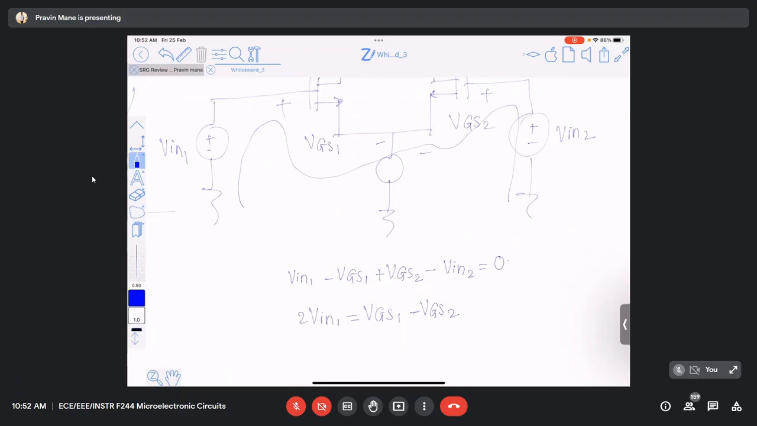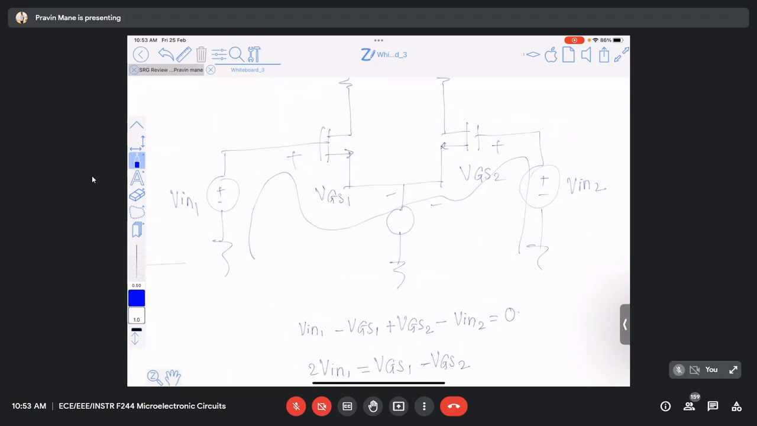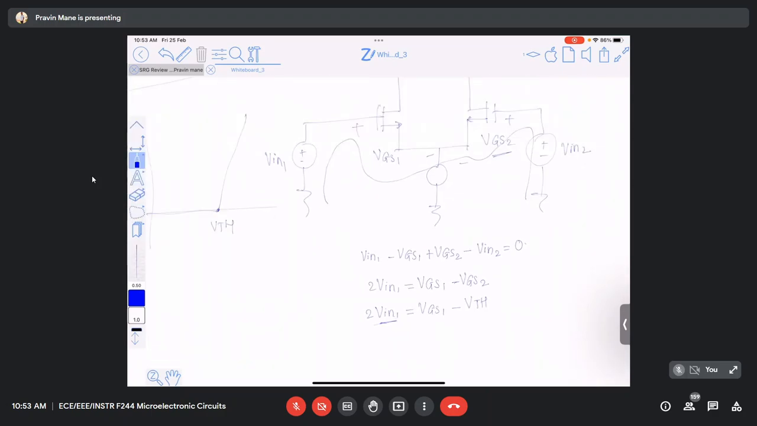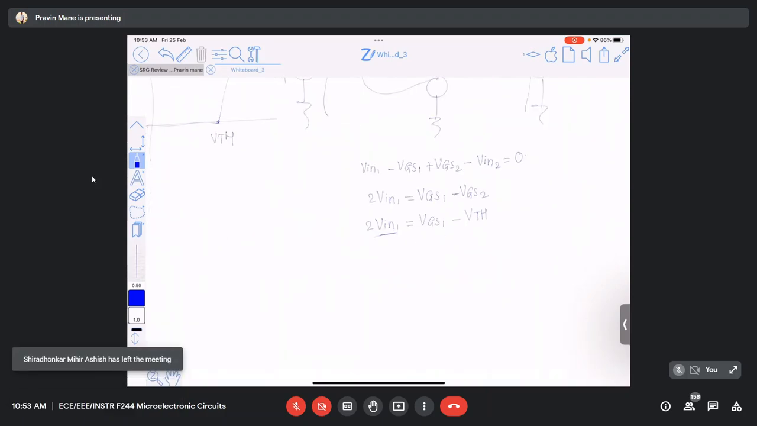Now tell me what I said about when the current becomes equal to zero. What is the value of VGS2? It is VTH, so twice Vin1 is equal to VGS1 minus VTH. When the current becomes equal to ISS, that value of Vin1 is the value at which the current flowing through M1 becomes equal to ISS. I can write it as the overdrive voltage: the overdrive of M1 will be equal to twice Vin1.